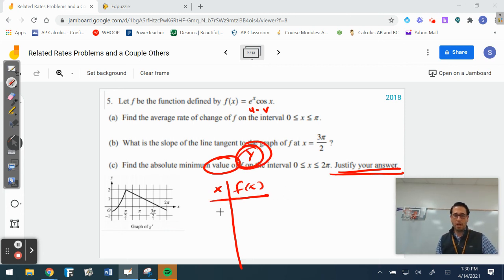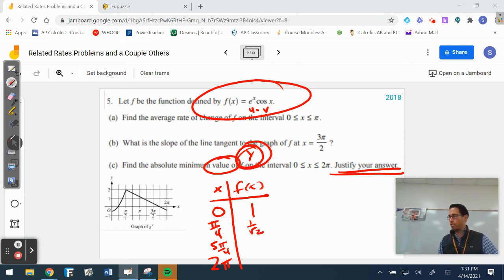Your possibilities are your endpoints and your two critical points, which are pi over 4, that's 45 degrees, and then all the way in that third quadrant, which would be 5 pi over 4. And remember, I have to plug all of these into the original. If I do that, I get 1, I get 1 over radical 2 e to the pi over 4, I get negative 1 over radical 2 e to the 5 pi over 4, and I get e to the 2 pi.